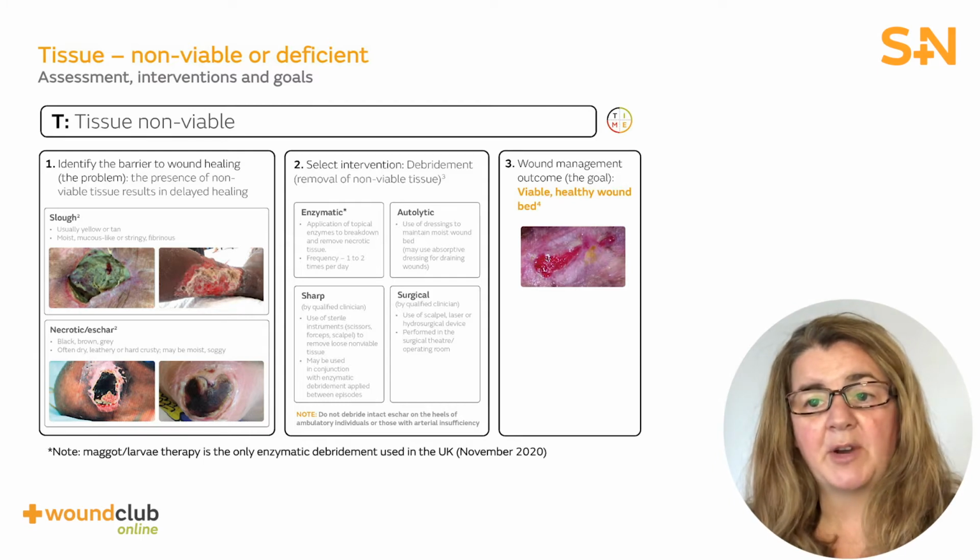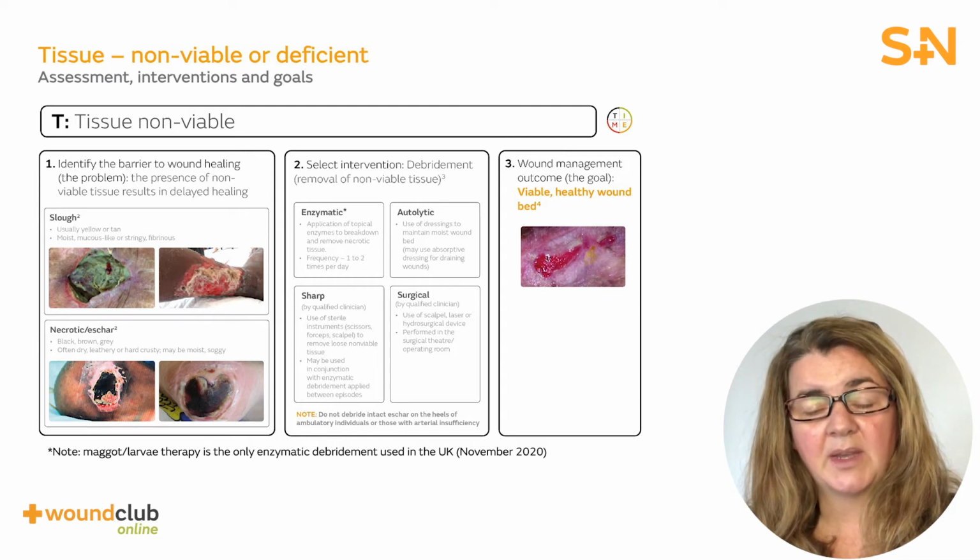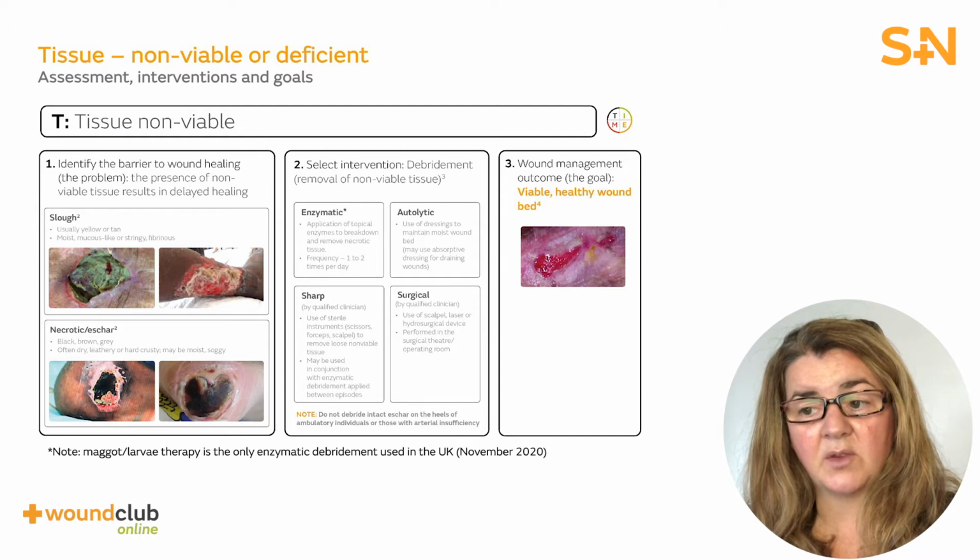There are typically two primary types of non-viable tissue found in chronic wounds, including slough and eschar. Slough is usually yellow or tan and may be moist, mucus-like or stringy and fibrinous. Slough is often a mix of fibrin, degraded collagen and devitalized tissue. Eschar or necrotic tissue represents deeper soft tissue damage. It's usually black, brown or grey. Eschar may be moist, soggy or dry, leathery, hard or crusty. Slough and eschar are often documented as a percentage of the wound bed.